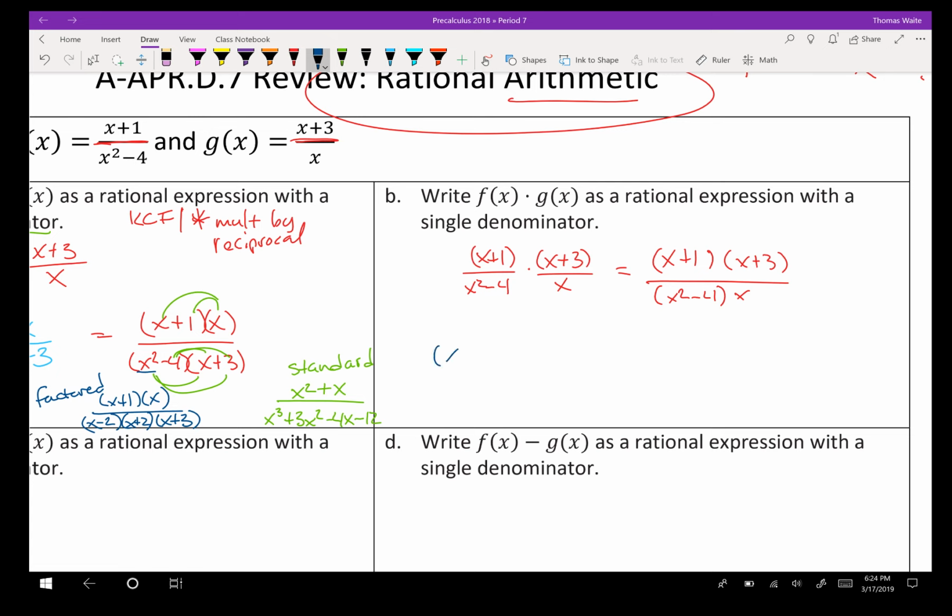Again, I'm going to show us our factored version. The top is factored. Nothing else in common between those, no extra terms I can factor out. On the bottom, again, I can factor that as a difference of squares, and then I have an x as well.